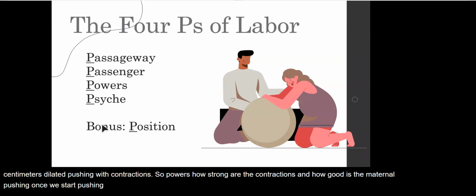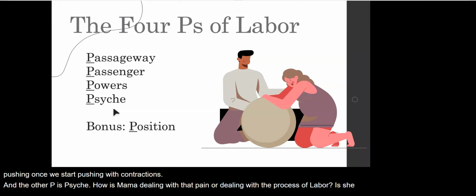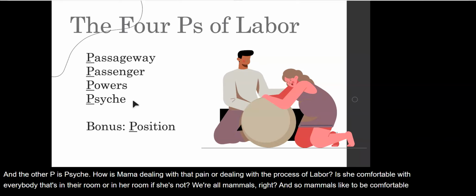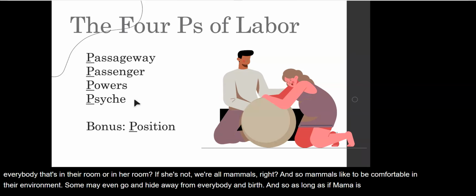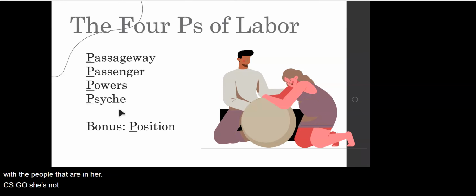And the other P is psyche. How is mama dealing with that pain? Or dealing with the process of labor. Is she comfortable with everybody that's in her room? If she's not, we're all mammals, right? And so mammals like to be comfortable in their environment. Some may even go and hide away from everybody in birth. And so if mama is not comfortable with the people that are in her room, she's not going to labor well.